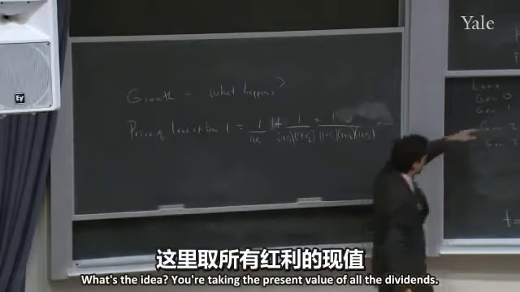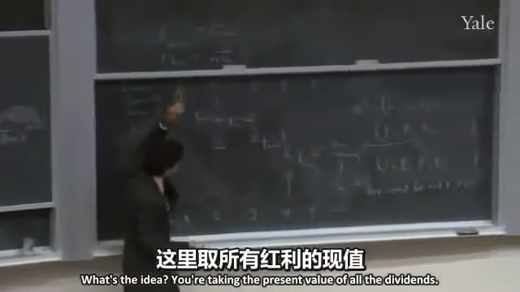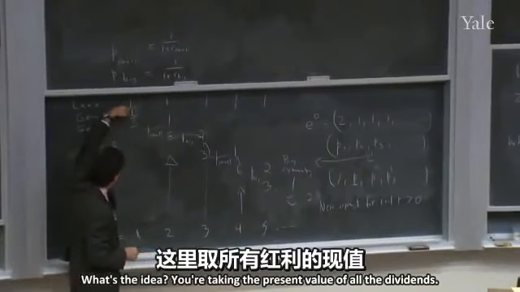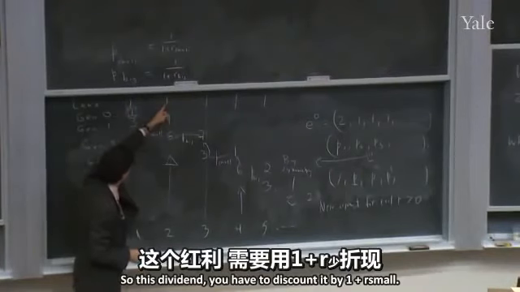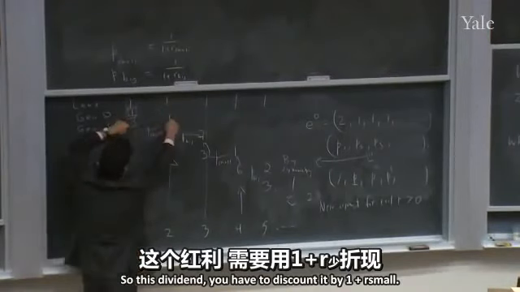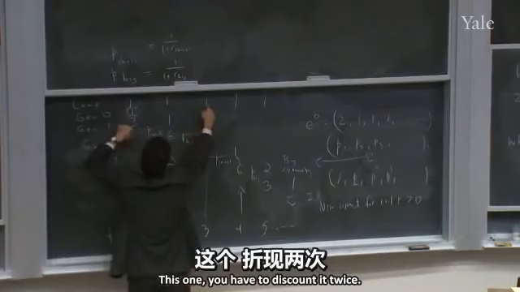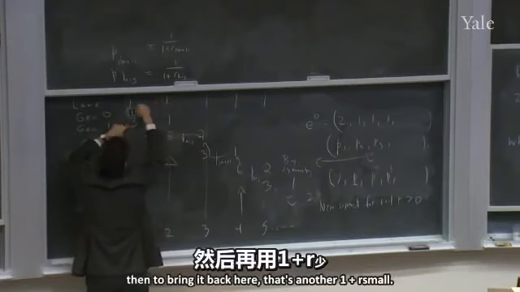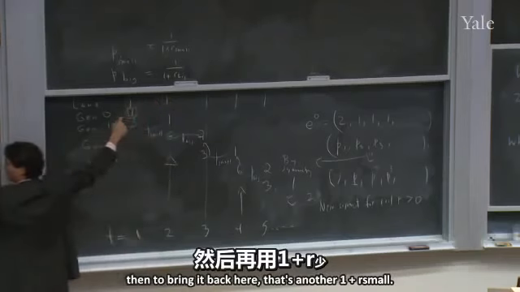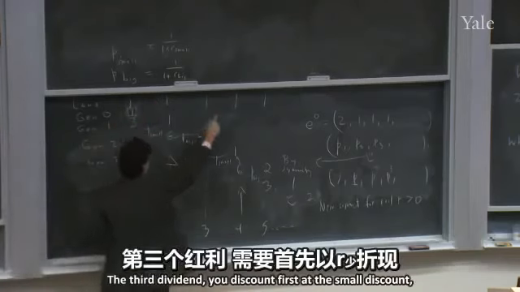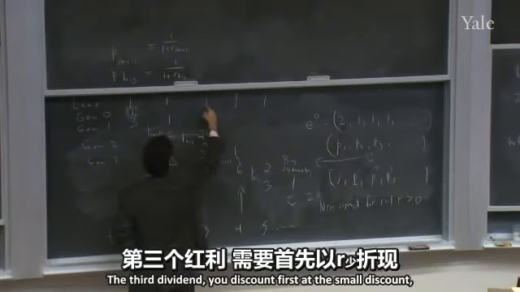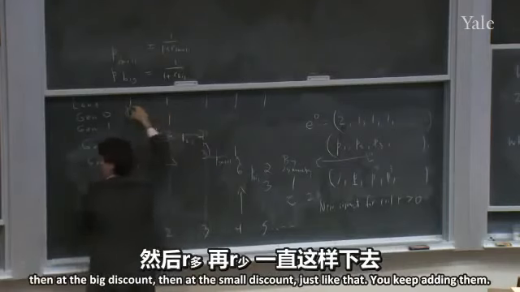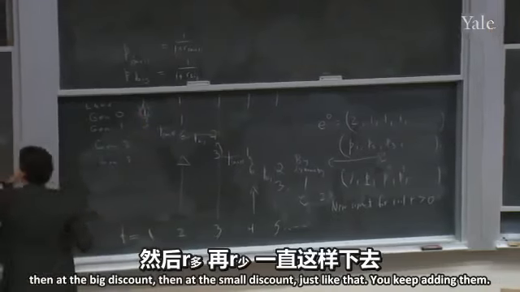What's the idea? Discounting: you're taking the present value of all the dividends. So this dividend, you have to discount it by 1 plus R small. This one, you have to discount it twice. First to bring it back here, that's 1 plus R big. Then to bring it back here, that's another 1 plus R small. So 1 plus R big, 1 plus R small. The third dividend, you discount first at the small, then at the big, then at the small. Just like that. And you keep adding them.